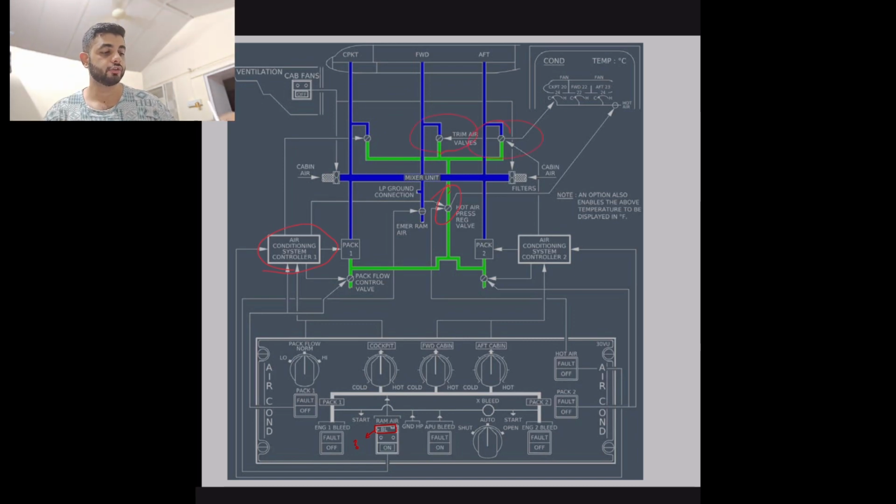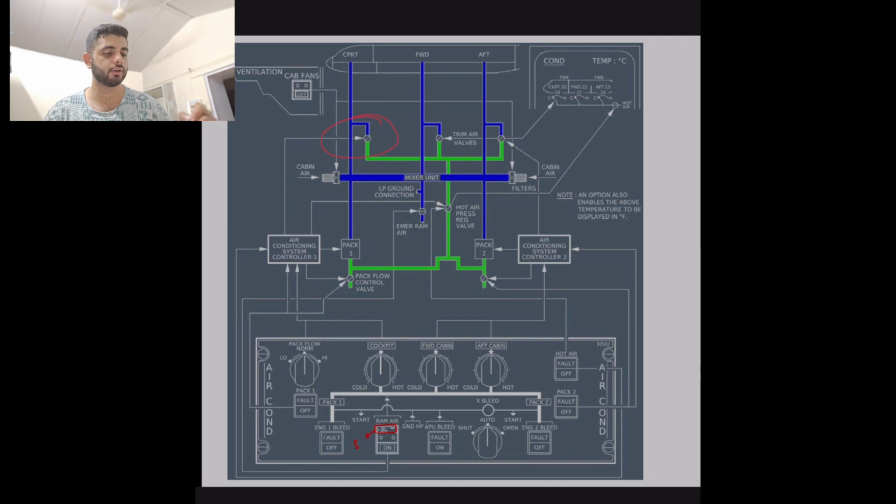That's why, when people say ACSC2 has failed, ACSC2 is actually controlling these two valves. So when ACSC2 fails, these two valves will shut, and because these two valves shut, the hot air pressure regulating valve shuts. I should have actually taught that first. So if you notice, ACSC1 controls only one.